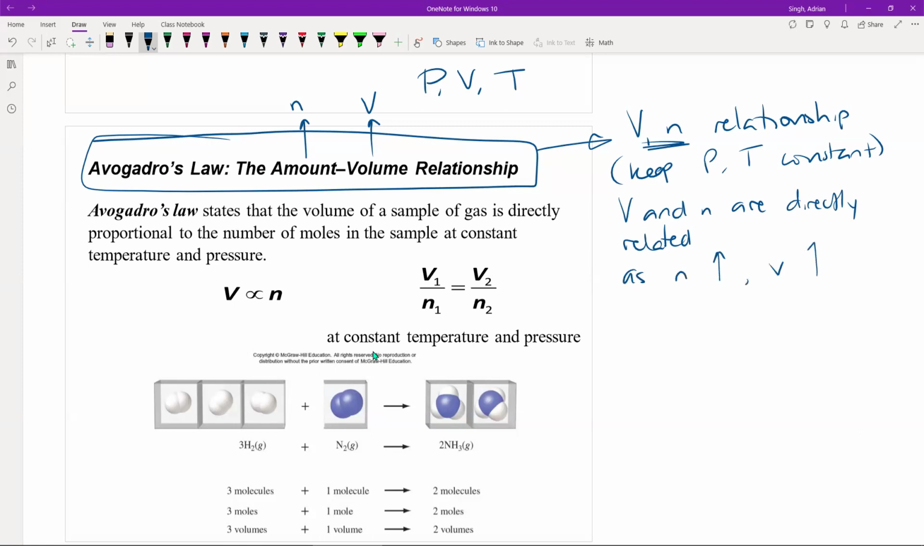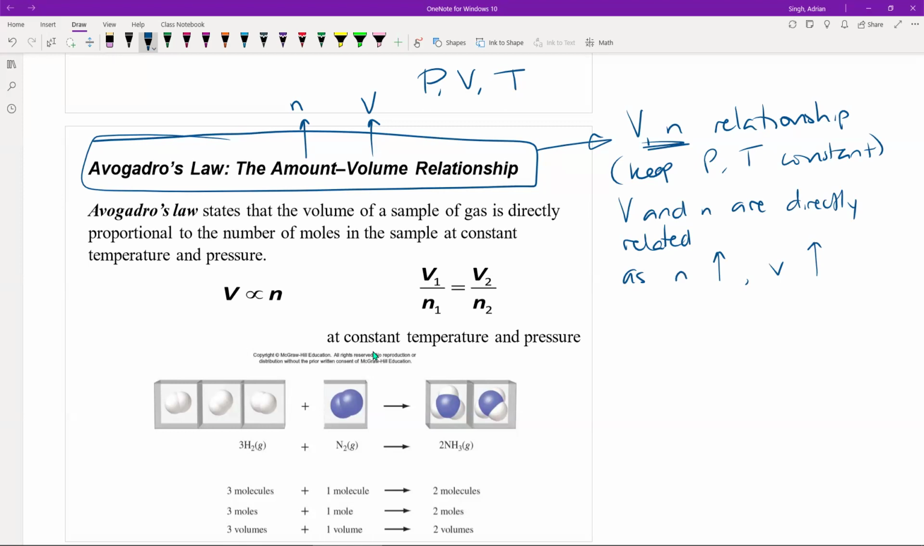Okay, and simply put, what this means is as N increases, as the number of moles of a gas increases, the volume that the gas occupies is going to increase as well. And that should make intuitive sense, right? The more of something that you have, the more space it's going to occupy, right? And that is what Avogadro's law is essentially saying.